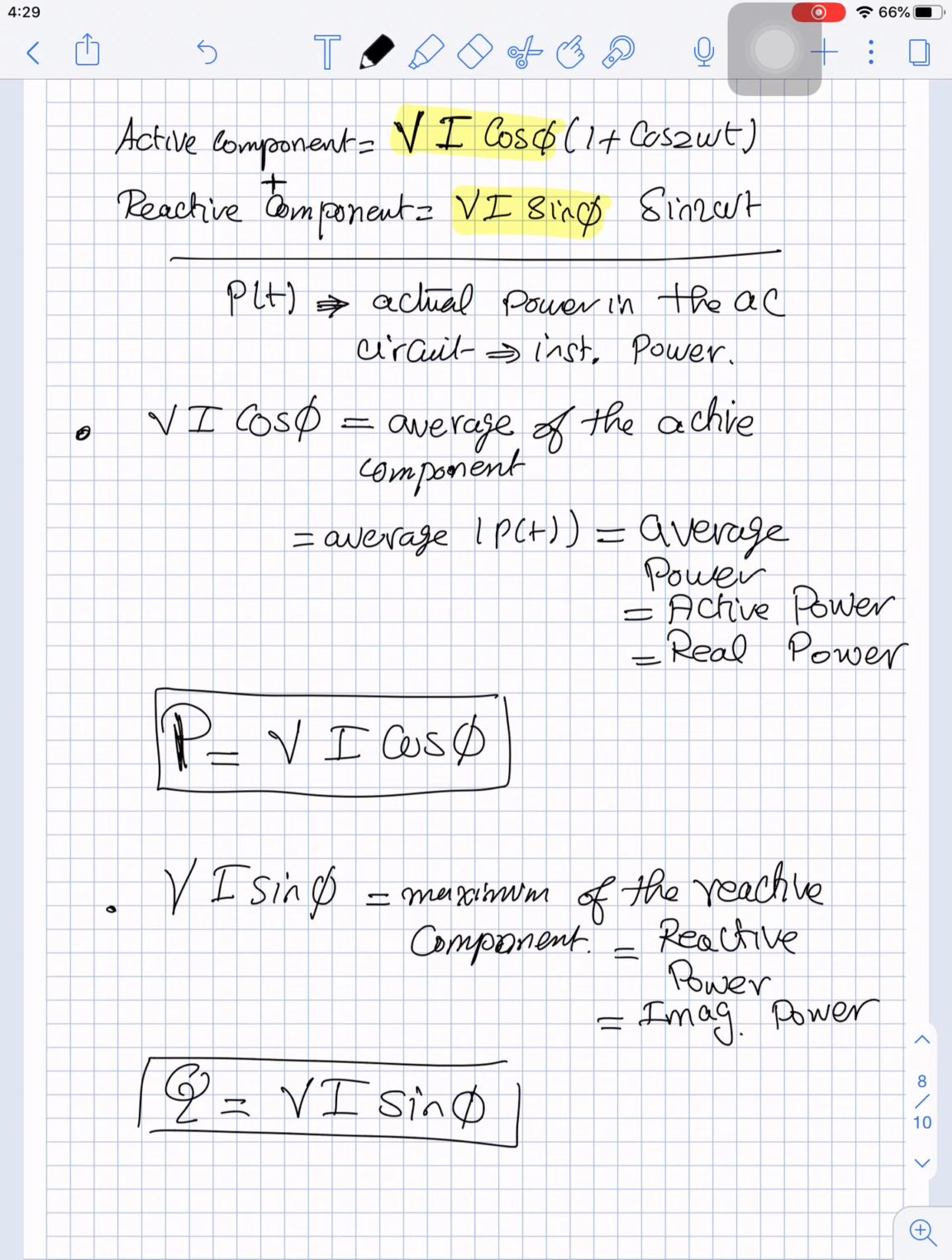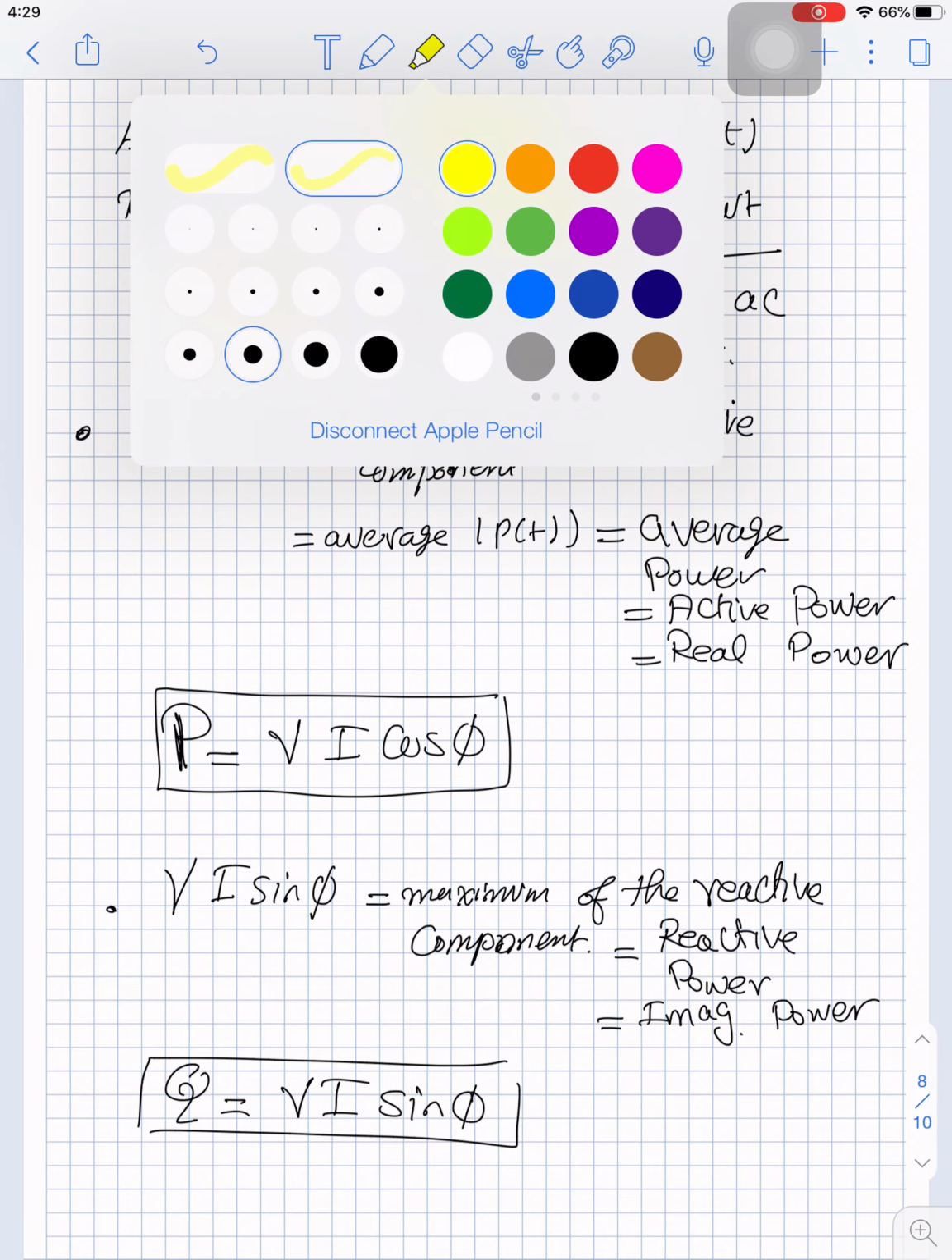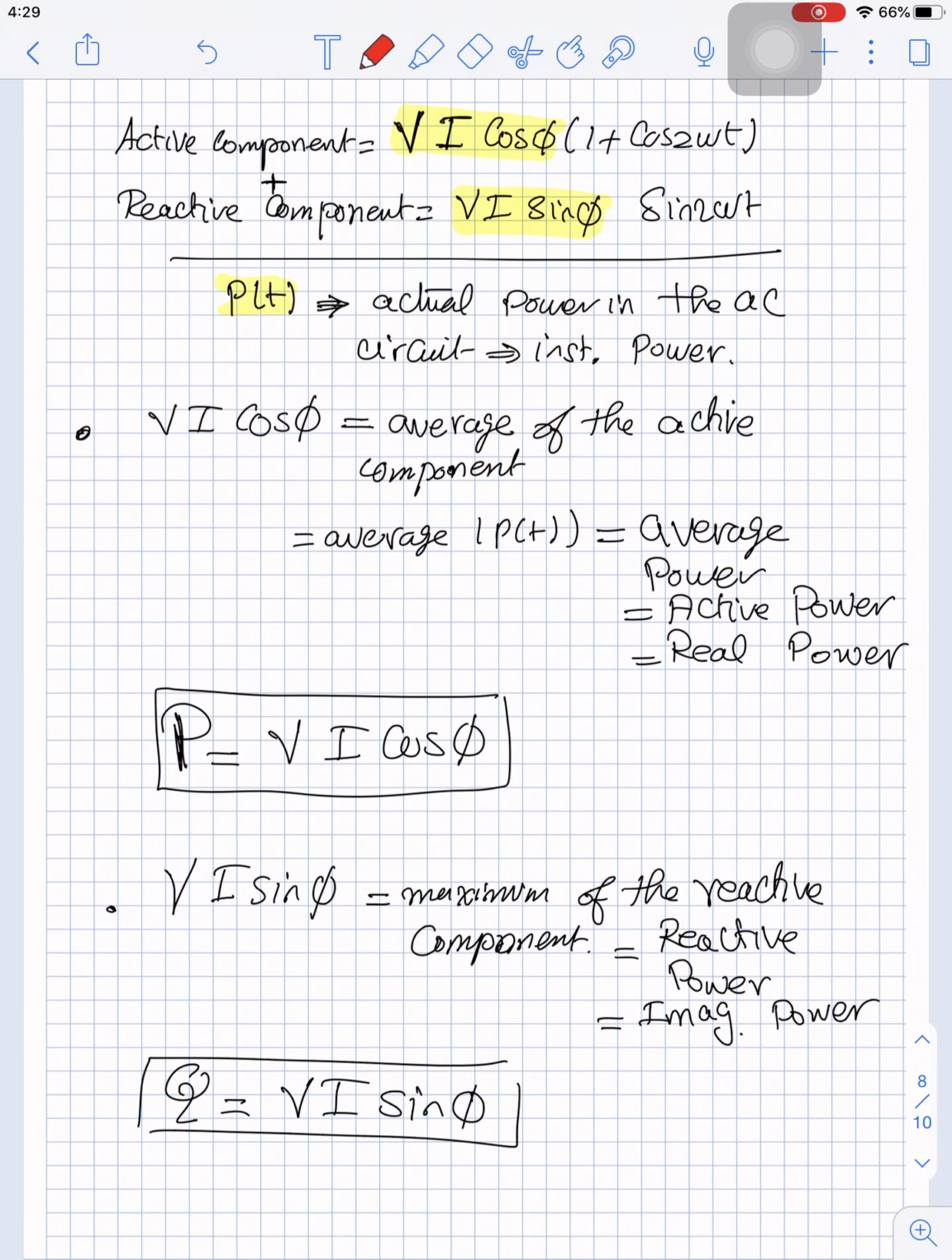Now, if you have P and you have Q, how do you go back to P of t? To go back to P of t, I need to multiply VI cos phi by a cos function, and multiply VI sine phi by a sine function. Then I need to add them together. So can I say that P of t equals P plus Q? No, this is not correct. Why? Because I need to multiply this P by 1 plus cos 2 omega t, a cos function, and this Q I need to multiply by a sine function.